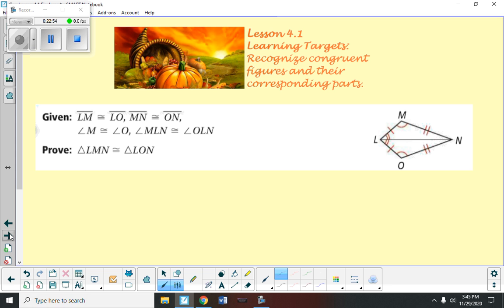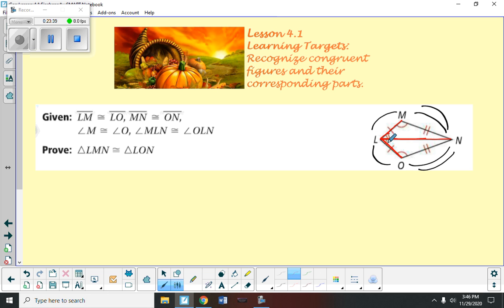All right, now what we're going to do is a little proof here. We are given that LM is congruent to LO. We're given that segment MN is congruent to segment ON. And then we are given that angle M and angle O are congruent, and angle MLN is congruent to angle OLN. Let me use my red pen here. So these 2 are congruent.